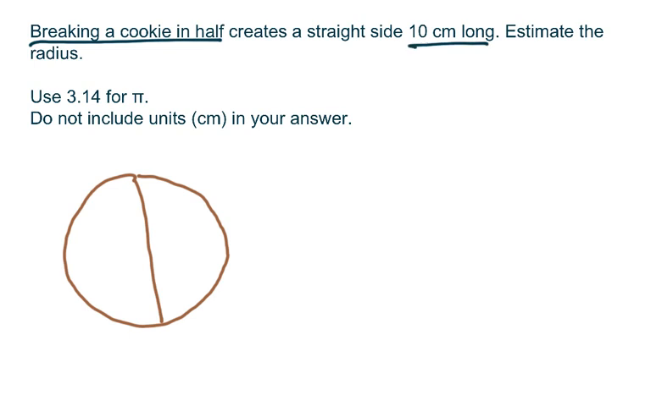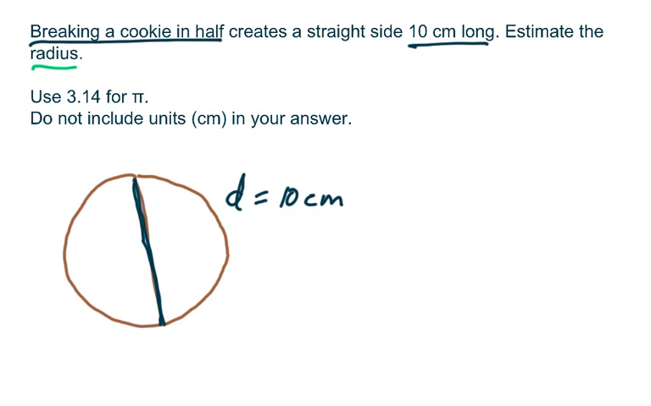So I start to see here that by drawing this straight line, this straight side, what I've drawn there is the diameter. And so now I know that the diameter is 10 centimeters. What I'm supposed to be finding is the radius.